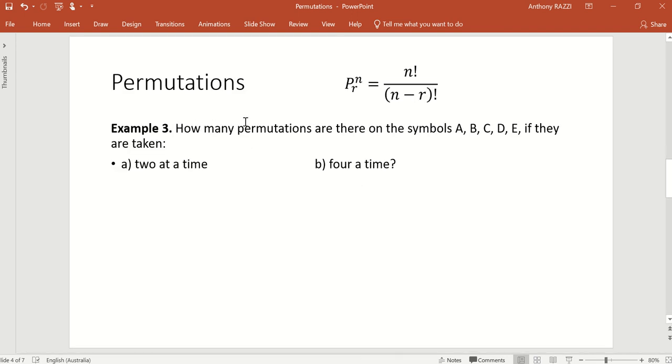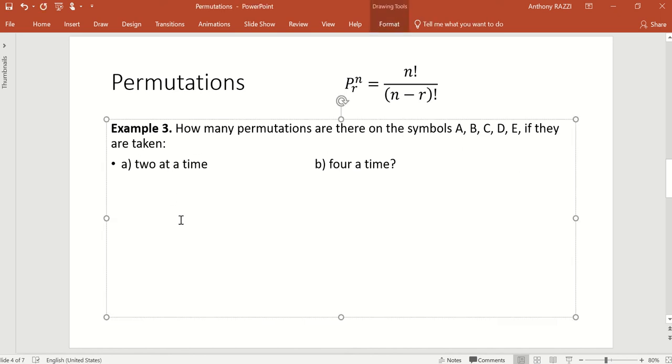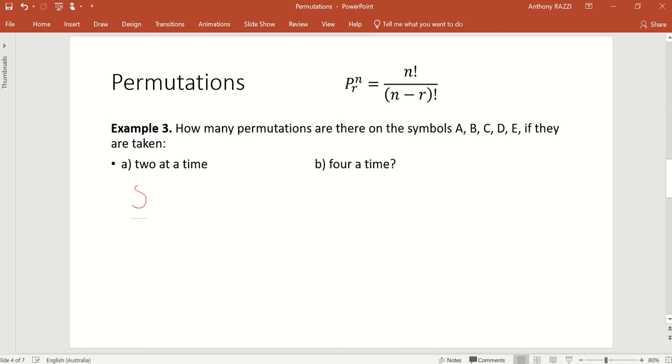Now, how many permutations are there? Now we have 5 letters. So how many permutations are there on the symbols A, B, C, D, and E if they're taken 2 at a time? So basically 2 at a time means in groups of 2. So in our first spot, we have 5. And in our second spot, we have 4. So there's going to be 20 different ways of arranging these letters in groups of 2. So for argument's sake, AB, BC, CD, etc. There's going to be 20 different ways that we can arrange them.